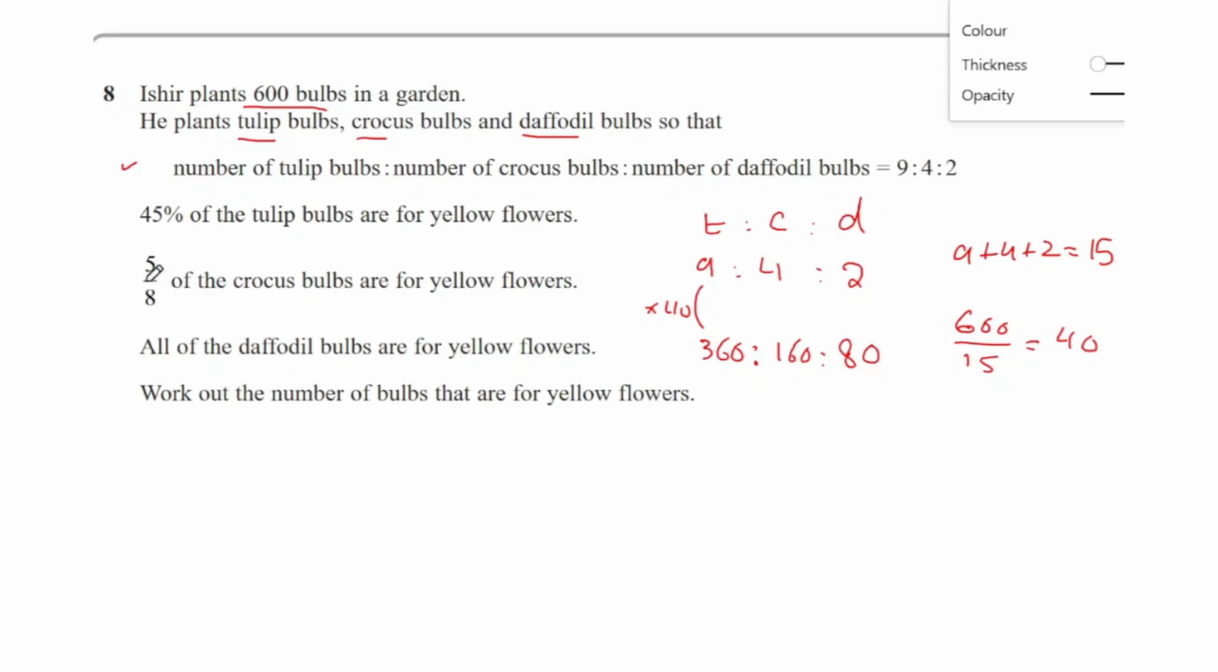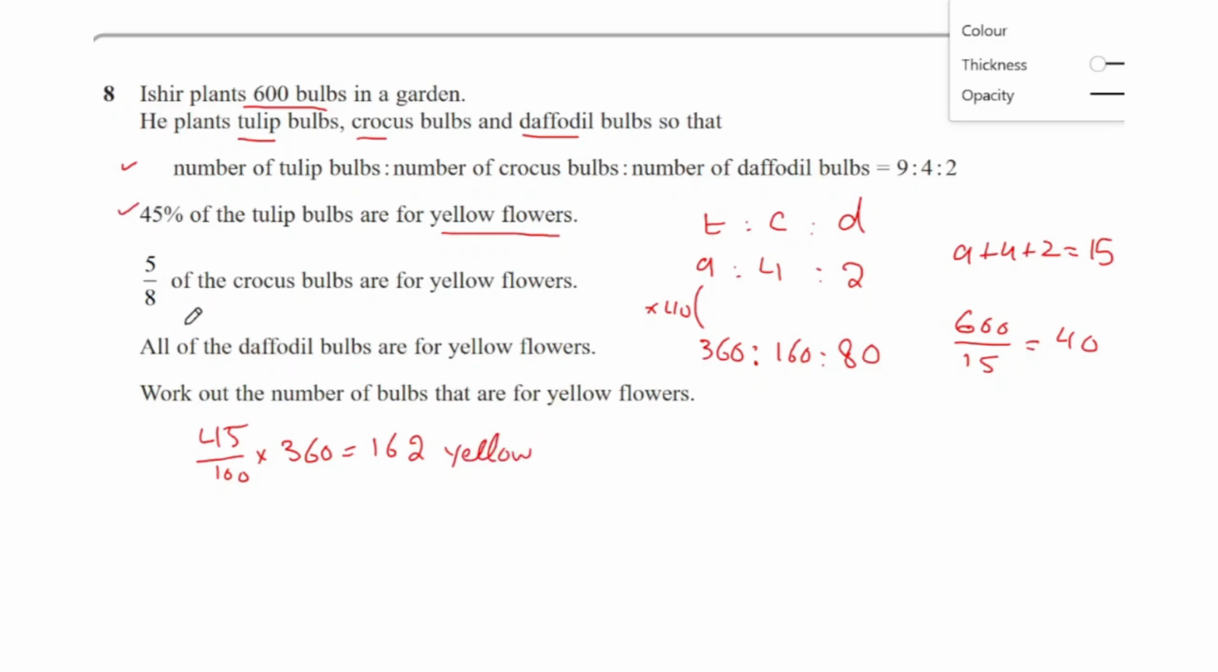Now look at the next part. 45% of the bulbs are for yellow flowers. So 45% of tulips. So how many tulips are there? So we're going to work it out. 45% times 360. You are allowed to use a calculator. You simply get 162 yellow flowers. Okay, we've done this part as well.